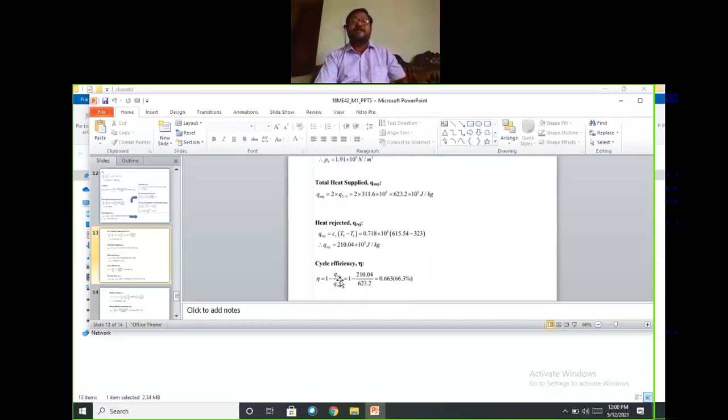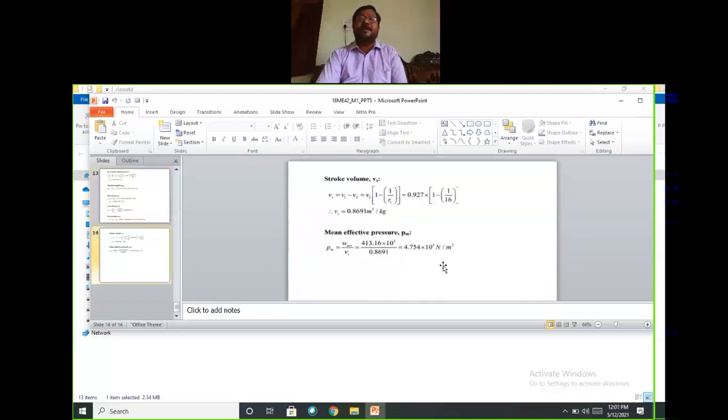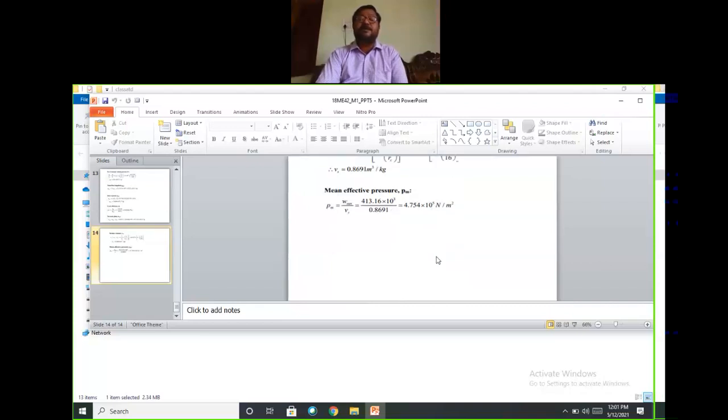Cycle efficiency is 1 minus Q rejection by Q supply. 1 minus 210 by 623, you will get 66.3%. Work done is Q supply minus Q rejection. You will get this 413.16 into 10 to the power of 3 joule per kg. Stroke is V1 minus V2. Take out the V1, 1 minus 1 by RC. You will get the stroke volume as 0.869. Net work done divided by stroke volume, you will get the mean effective pressure.